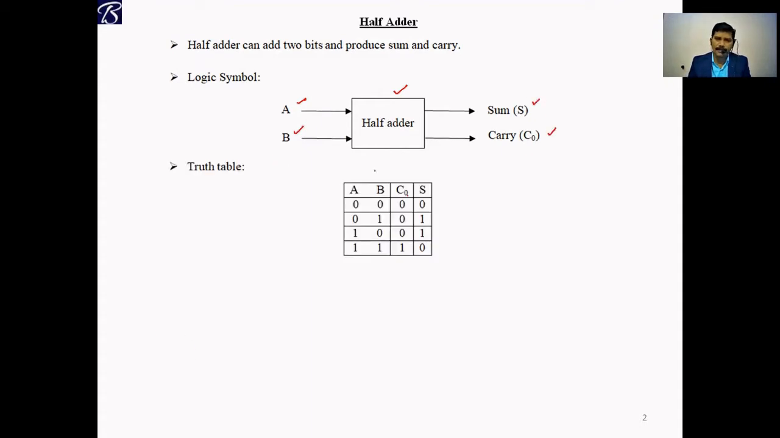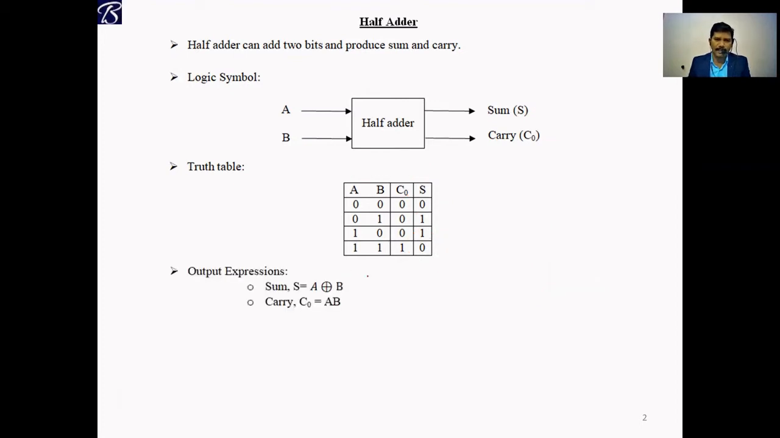The truth table is very important. These are the two inputs, and this is the sum and carry. So 0 plus 0 is sum 0 and carry 0. 0 plus 1, sum 1 and carry 0. 1 plus 0, sum 1 and carry 0. 1 plus 1, it is a sum 0 and carry 1. This is binary addition: 1 plus 1 is sum 0, and it will produce a carry, so 1 0. This is the truth table.